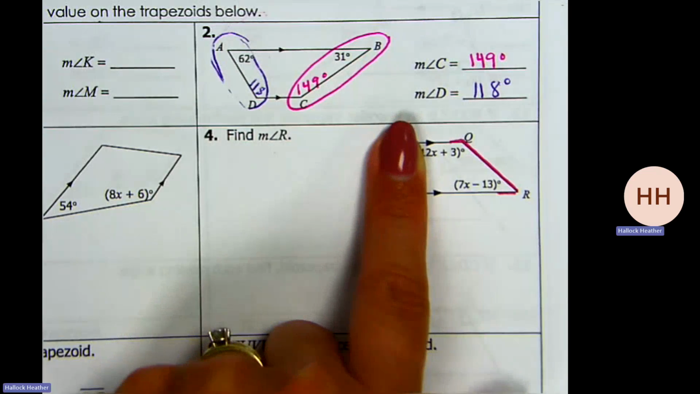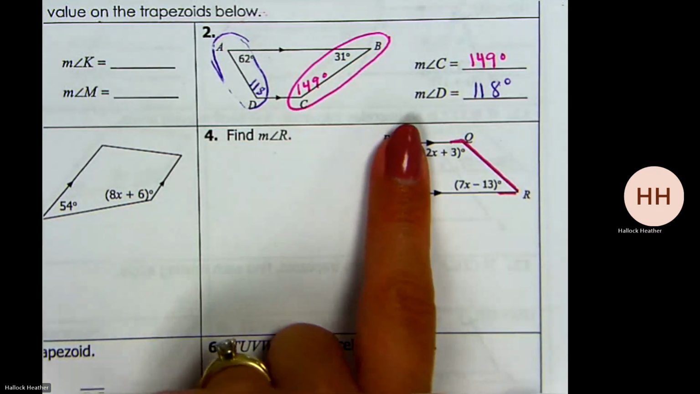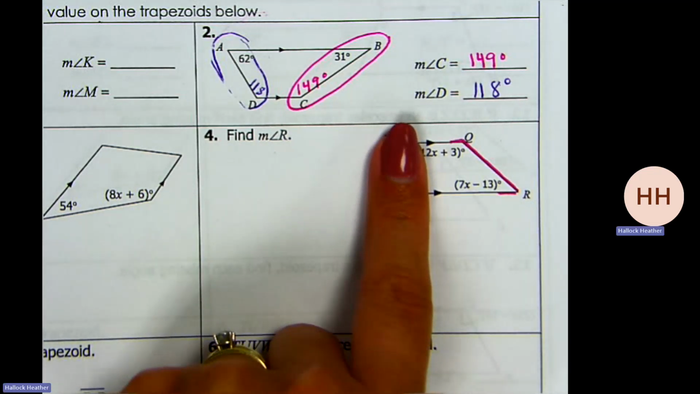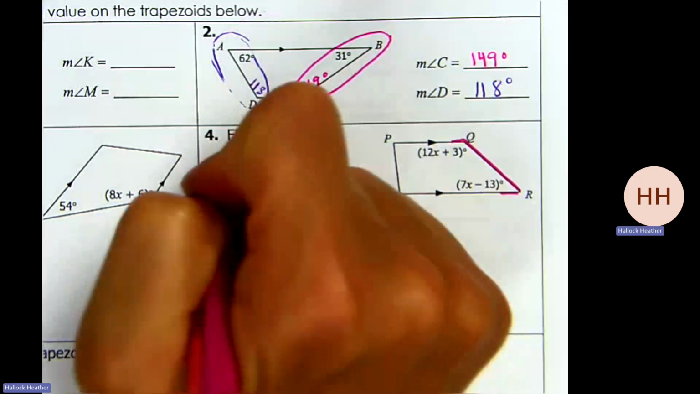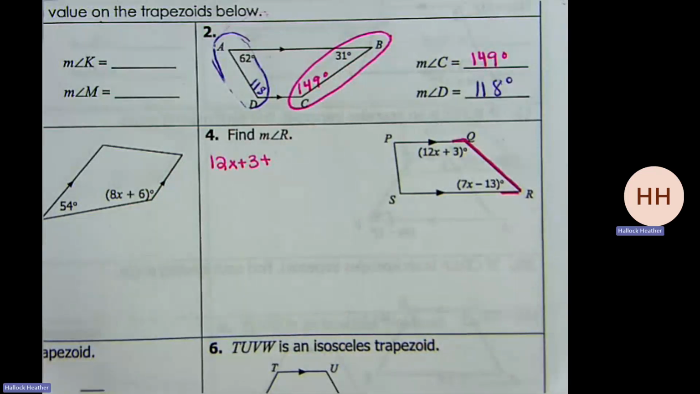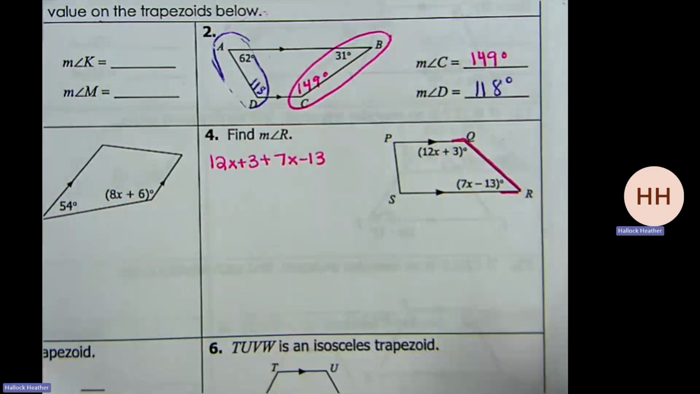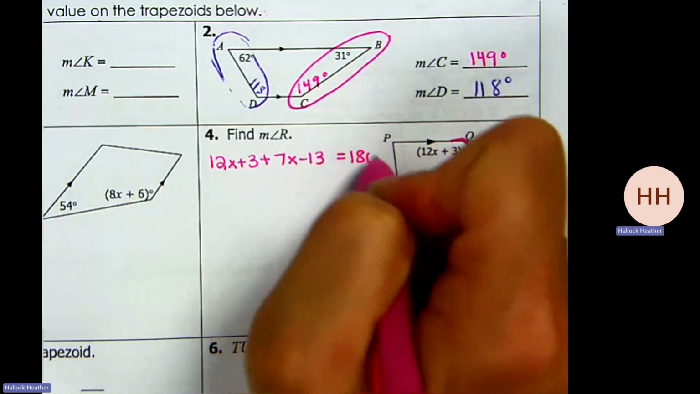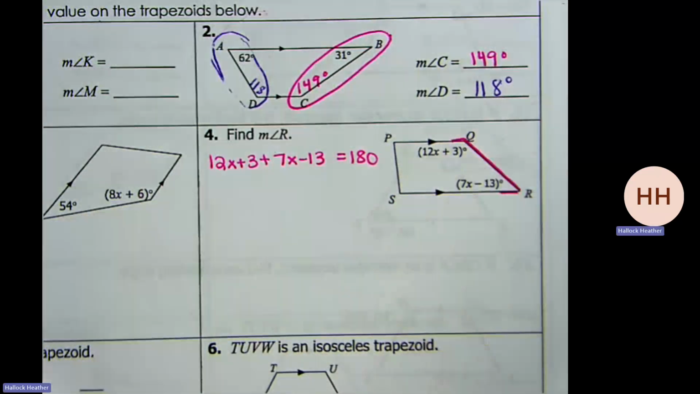So what am I going to do if they need to add to make 180? Add them. So I'm going to take 12x plus 3, I'm going to add 7x minus 13, and I'm going to set it equal to 180 because they're on the same side together. If they're on the same side, they add to make 180.